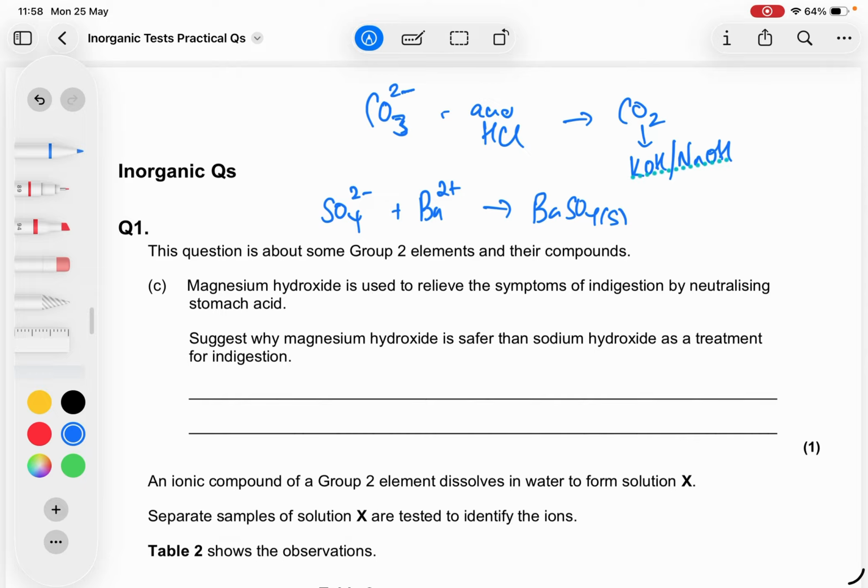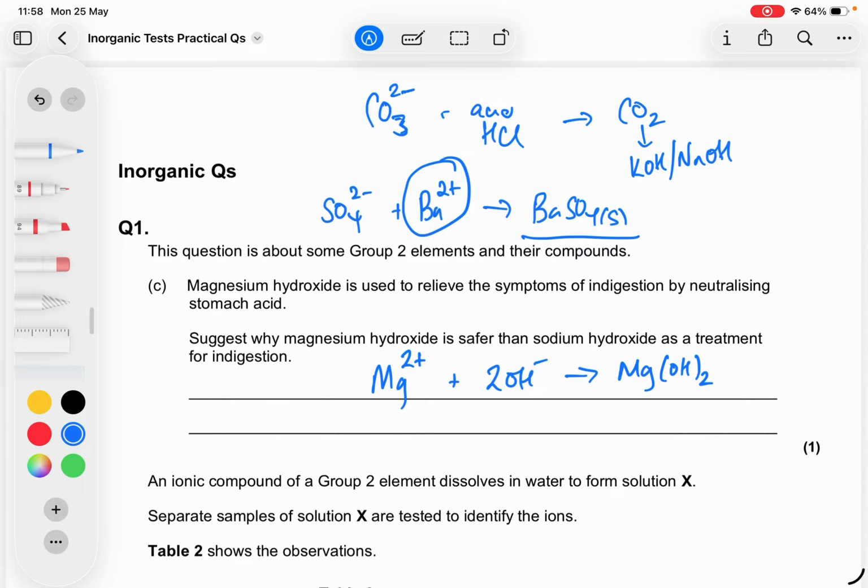Alternatively, the test for barium ions, so if you want to do a group 2 test for barium ions, you would add a solution of sulfate, magnesium sulfate, copper sulfate, or sulfuric acid, and there you will also get a white precipitate. The test for magnesium ions, you add a few drops of sodium hydroxide solution and you will get a white precipitate.